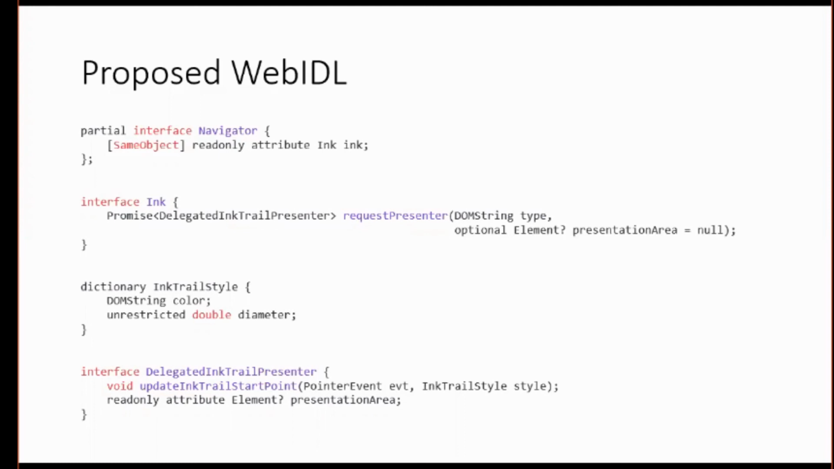And then you have the ink trail style dictionary, which is just the description of what the trail should look like. It takes in a color and the diameter or width of the trail. And then the actual API itself, the update ink trail start point, is on the presenter, and it takes in a trusted pointer event and the description of the trail, the ink trail style.